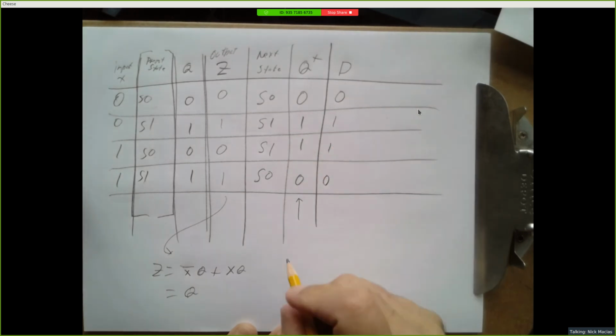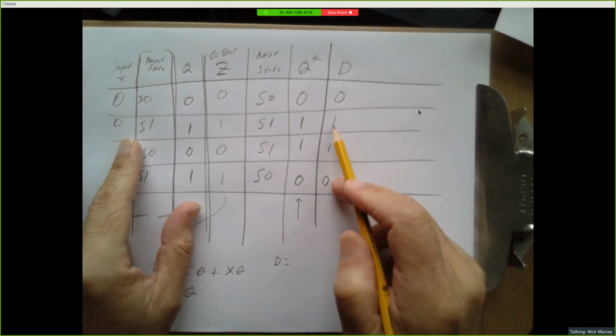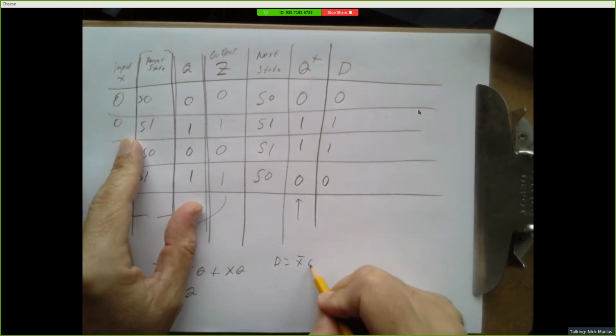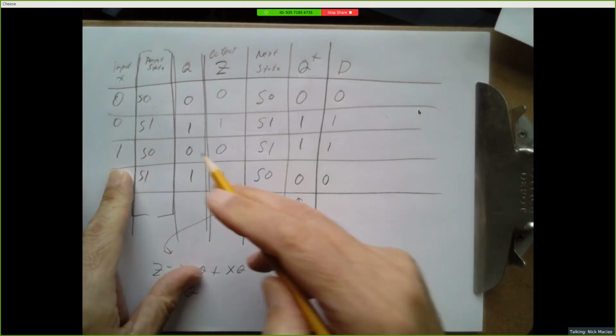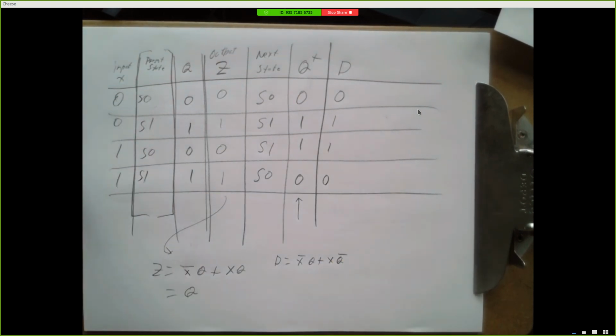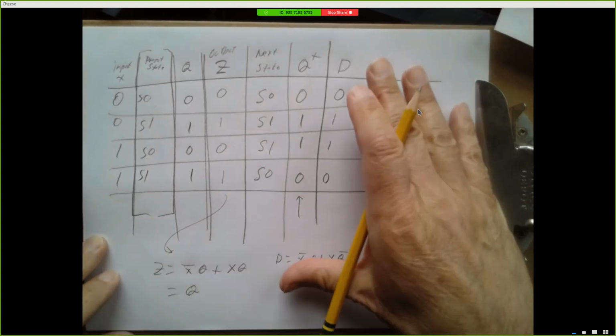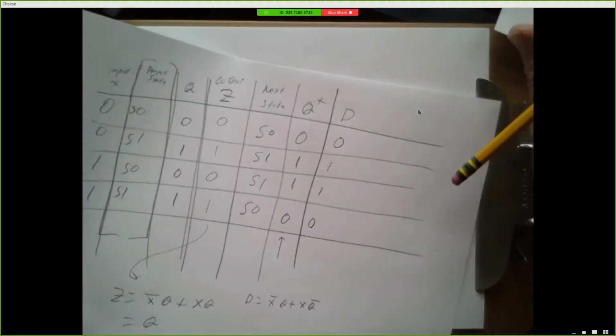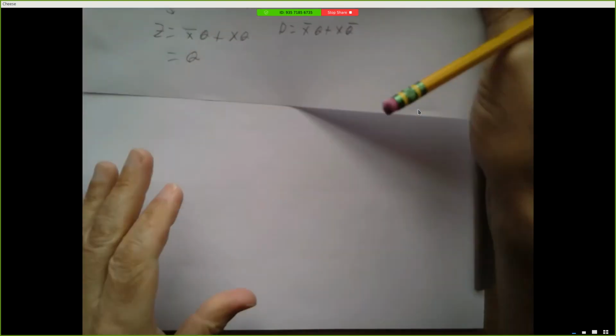And we can write equations for D now as a sum of products. D is going to be 1 when we have x is 0 and q is 1, or when x is 1 and q is 0. Alright, we'll come back to this page in a few minutes, but this is enough to sketch a circuit.